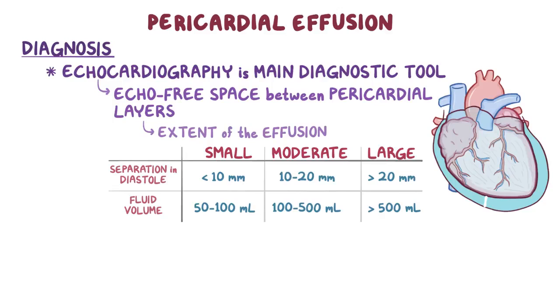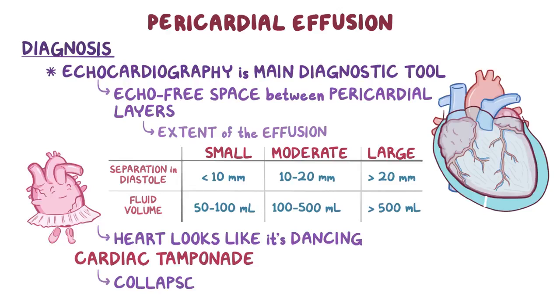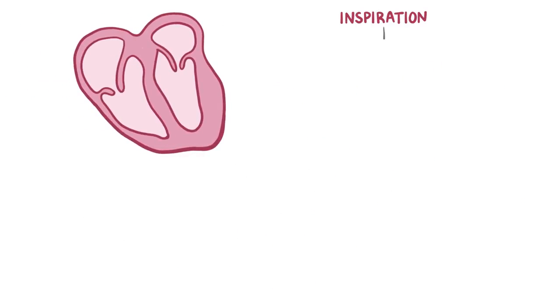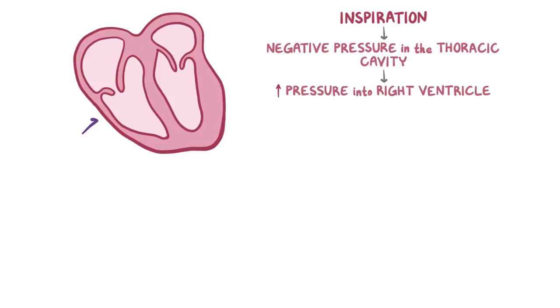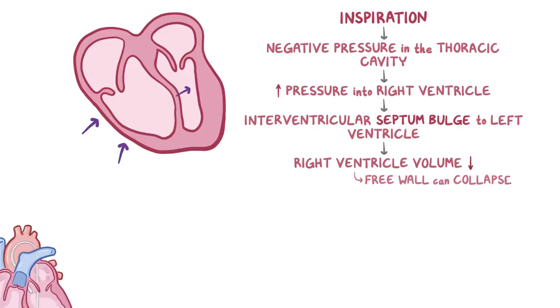Additionally, on an echocardiogram, a pericardial effusion makes the heart look like it's dancing within the pericardium. In case of cardiac tamponade, echocardiography often shows collapsed ventricles. During inspiration, the negative pressure in the thoracic cavity leads to increased pressure into the right ventricle, which causes the interventricular septum to bulge toward the left ventricle, leading to decreased filling of the left ventricle. At the same time, the right ventricle volume is markedly diminished and sometimes its free wall can collapse.